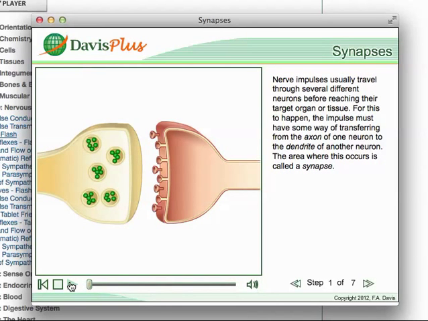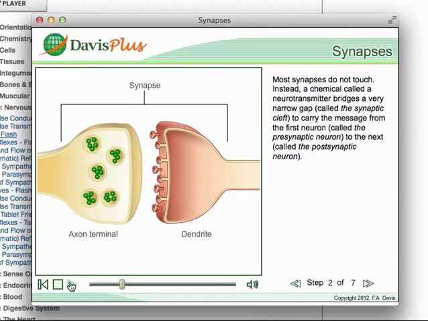Nerve impulses usually travel through several different neurons before reaching their target organ or tissue. For this to happen, the impulse must have some way of transferring from the axon of one neuron to the dendrite of another neuron. The area where this occurs is called a synapse. Most synapses do not touch. Instead, a chemical called a neurotransmitter bridges a very narrow gap called the synaptic cleft to carry the message from the first neuron, called the presynaptic neuron, to the next, called the postsynaptic neuron.